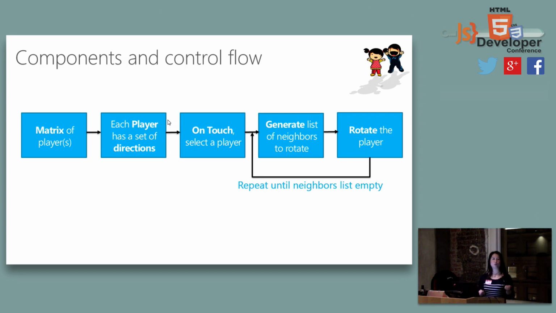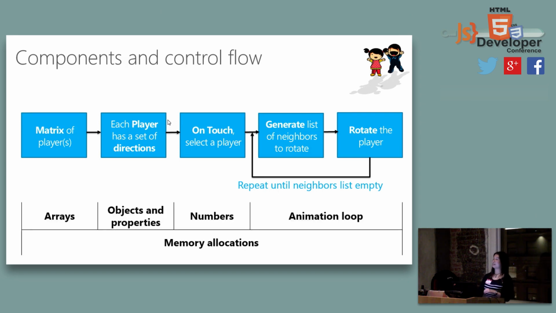So what are the objects or techniques we use in this game? A few things. We use arrays a lot. We use objects, and objects with different properties, because we have to define the different directions. We use a bunch of numbers. We probably need to do some math. And we use some animation loops because everybody is doing a little animation. In other words, we do quite heavy memory allocations. Even though it is a pretty casual, simple game, still, look at all the objects on the matrix.